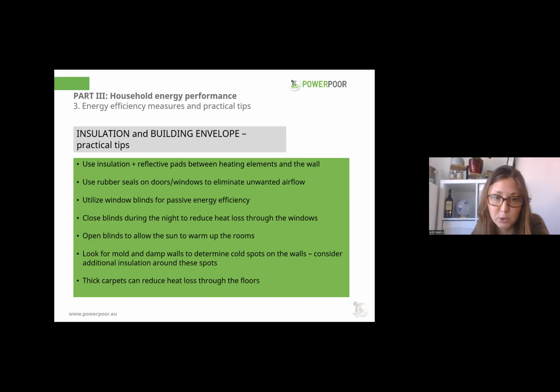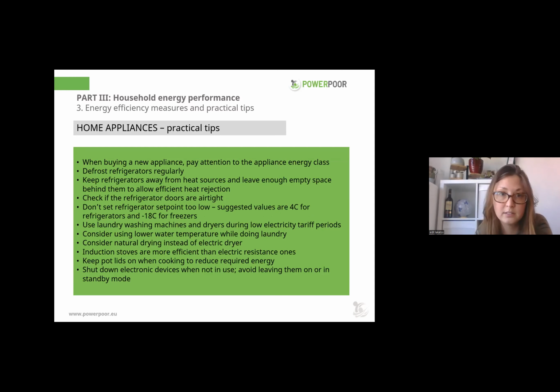So you should also look for mold and damp walls to see where the cold spots will be, and maybe you can think about some additional insulation around these spots. And also, these mold parts are important to identify because it can be dangerous for the health of the people living there. And the last tip is that you can also use carpets to reduce the heat loss through the floors.